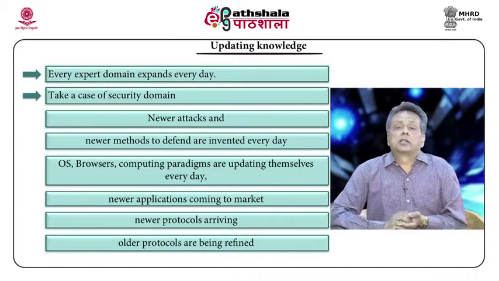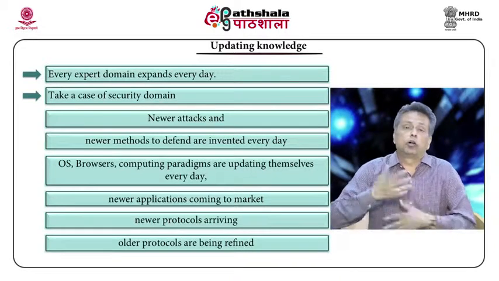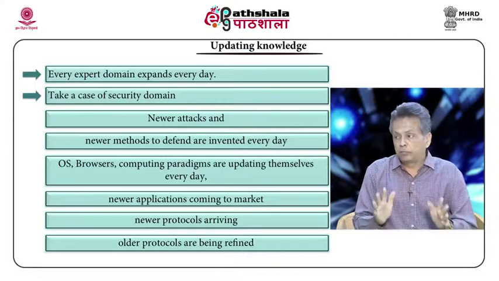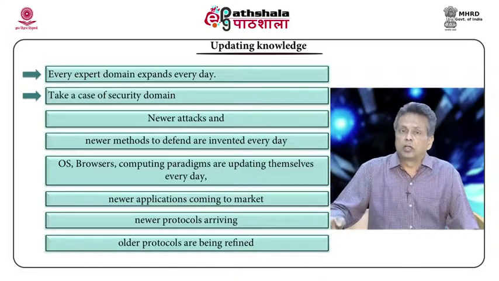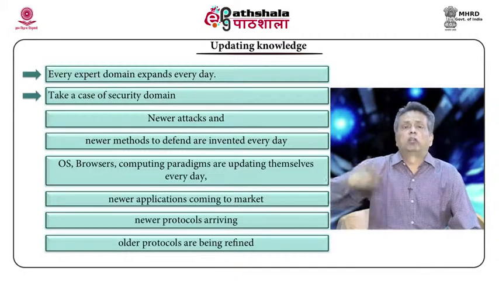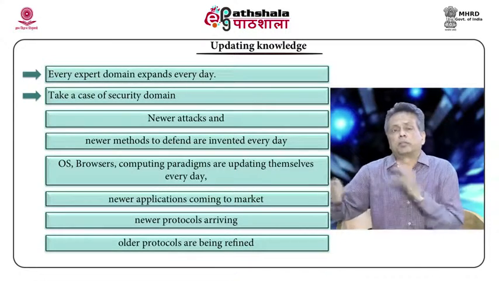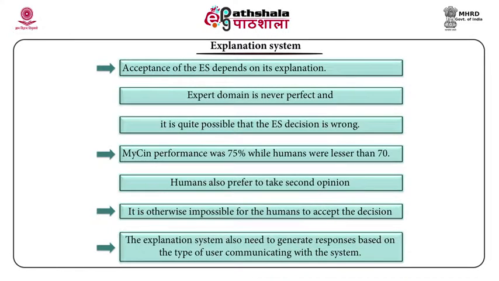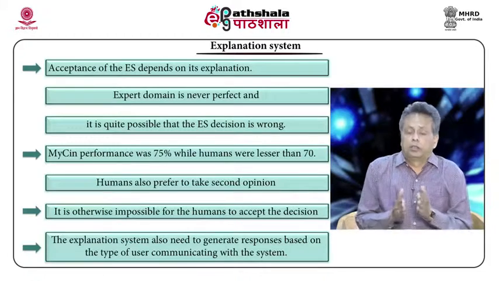Updating knowledge is the next part, and that again involves the same process, the knowledge engineer and expert, and the same issue. It is common, every domain is evolving. So, experts must keep themselves updated by reading things, by attending seminars and so on, which the expert system should be able to do. The explanation system is something that I have already talked about earlier.